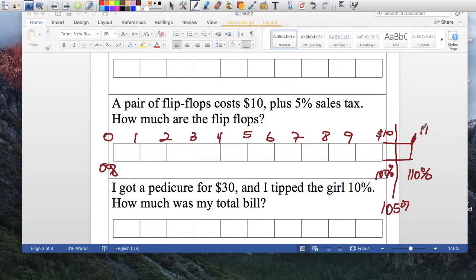11, but I don't want 11. I want half. What's half? So each box is 1, 1, 1, 1. And half of a box is 0.5. That's 0.5. So it would be $10.50. Okay? Because we want half.